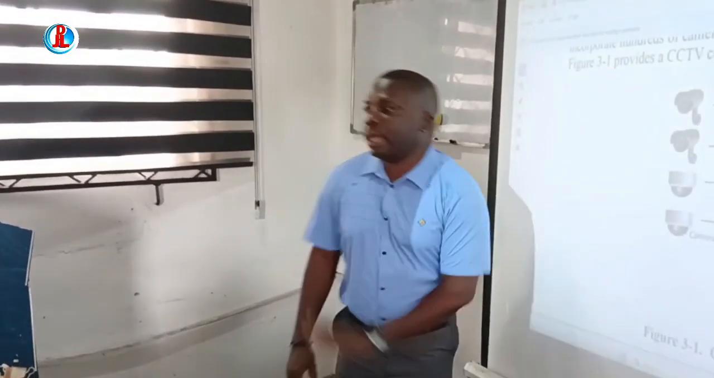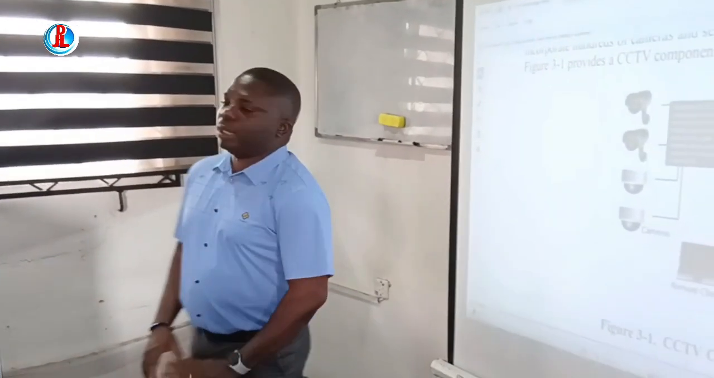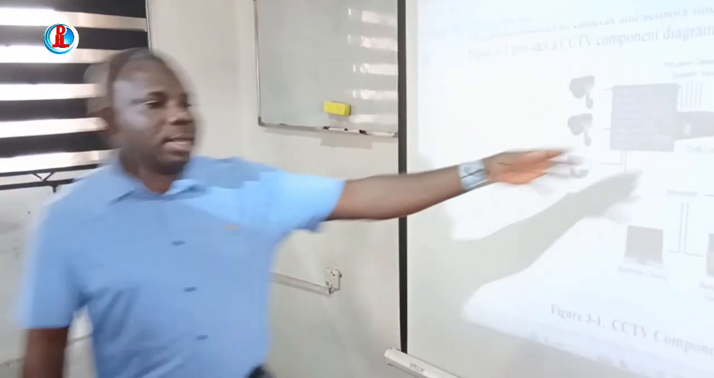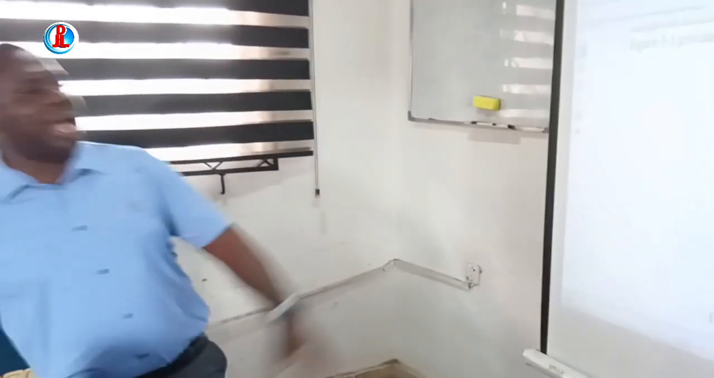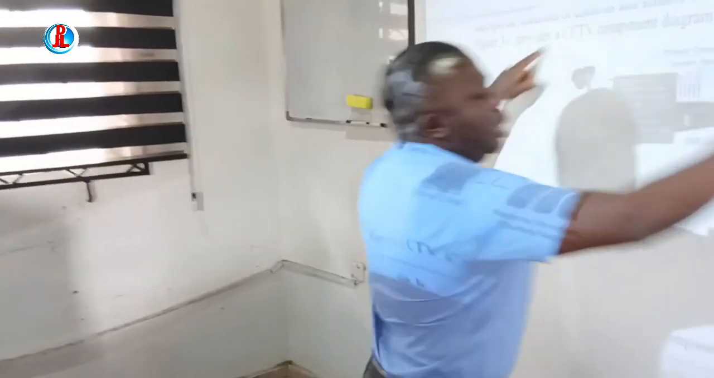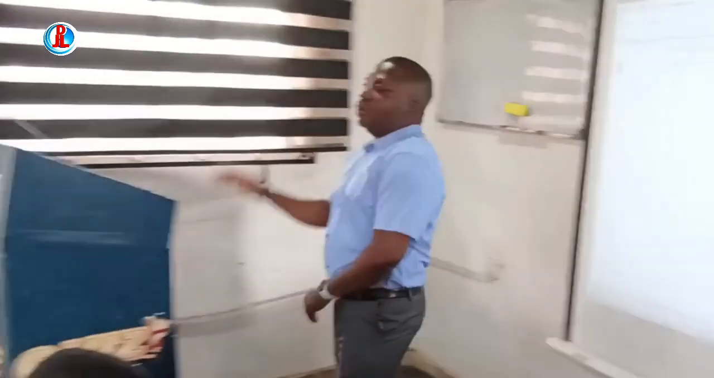Then we have the cameras. We have different types of cameras connected together. Now that means I have my DVR. These are the things, all these things here, at the close of this class.